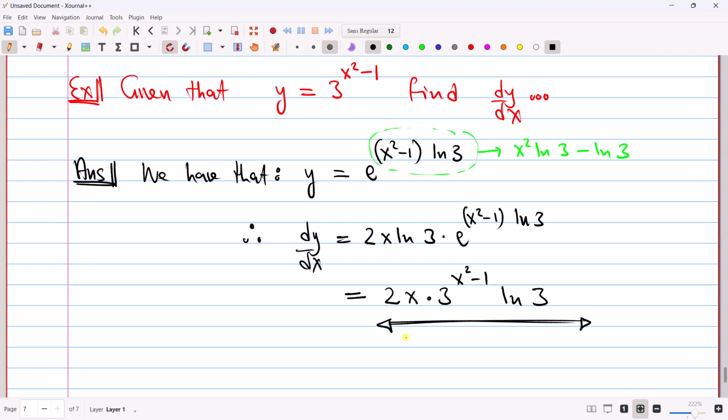So this is how you differentiate exponents whose base is not e.